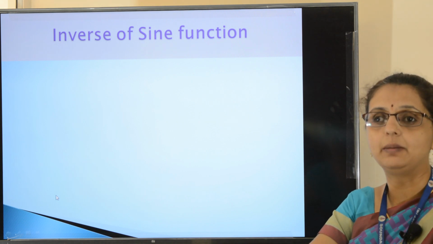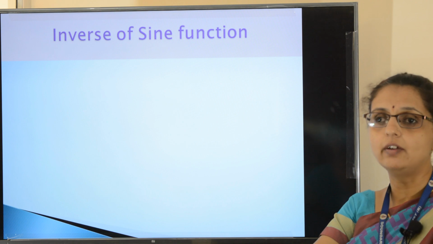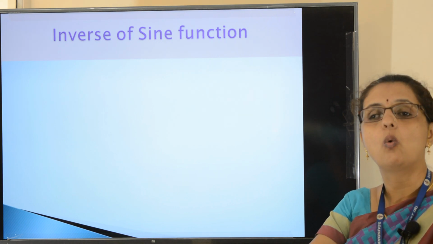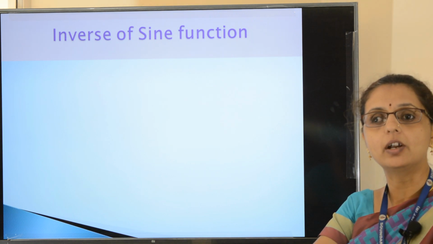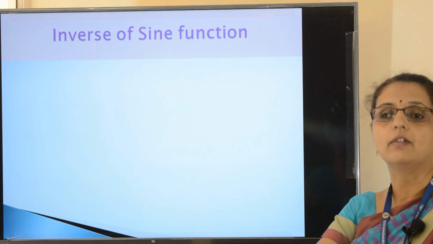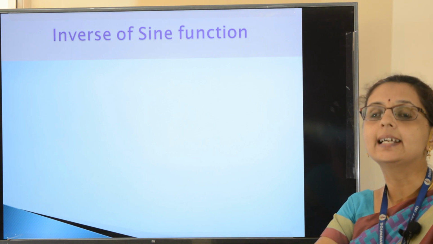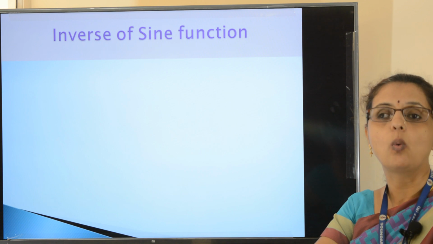But students, let me clear one very good point here. For a given function, the inverse exists only if it is a 1-1 function and onto function. What do you mean by 1-1 function, which you already know from previous classes? 1-1 function means one element must be related to a single element. Then such a function is called a 1-1 function.